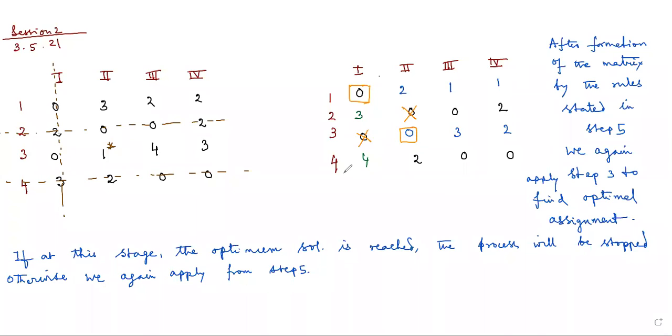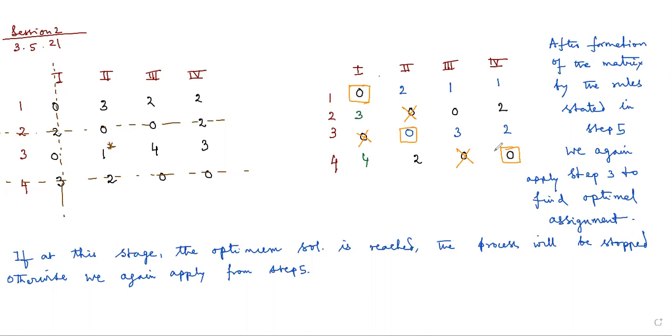Go to the next row. It is the fourth row. Fourth row contains 2 zeros, so we shall avoid it. Now come to the columns. First column has already got its assignment. Second column has already got its assignment. Third column has 2 zeros, so we shall avoid it. Go to the next column, that is column number 4, which has only one zero. Assign it. Strike out the remaining zero present in the row.